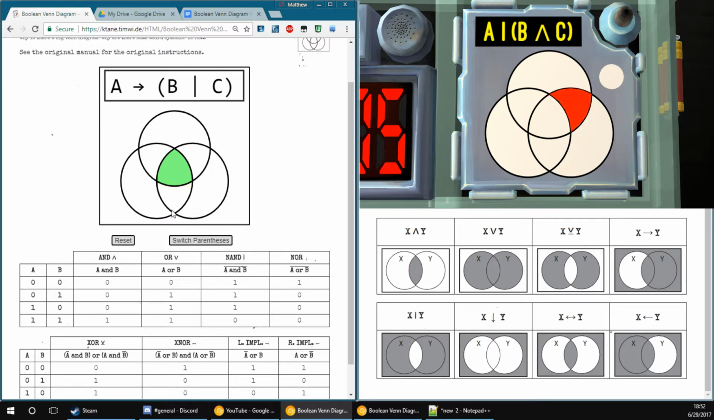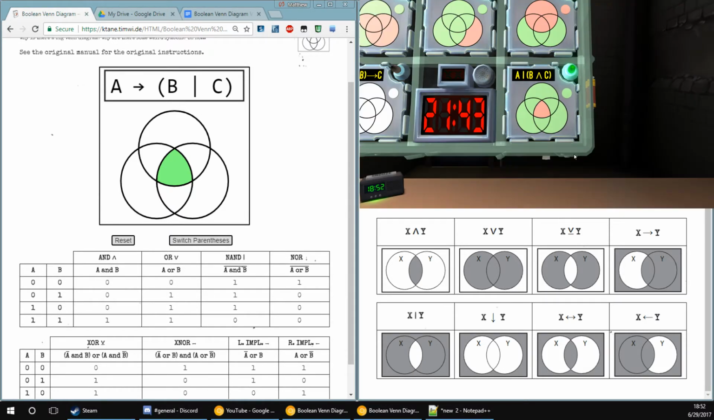And then this bottom region down here is actually also good, because A is false in that region since it's not in the A circle, so that's good. However, the middle region would end up being false, because A is true and the first operation is true. So I'd tell my diffuser everything but middle. And that one's done.